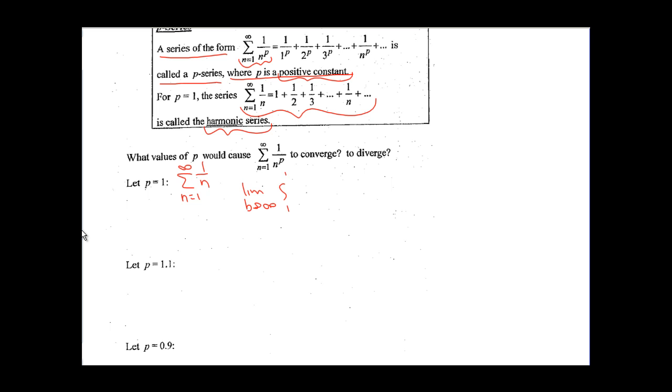The limit as b approaches infinity of the integral from 1 to b of 1 over x dx, which is equal to the limit as b approaches infinity of the natural log of the absolute value of x evaluated from 1 to b, which is equal to the limit as b approaches infinity of natural log of b minus natural log of 1. Now this is going to just keep approaching infinity, so this is infinity and the series diverges. So if p is 1, this series is going to diverge.